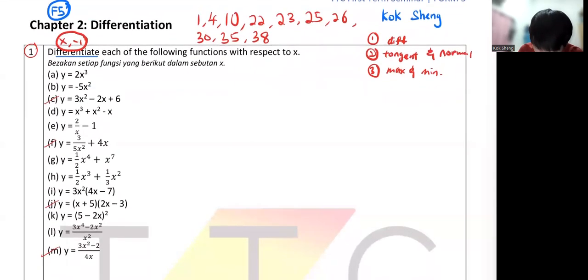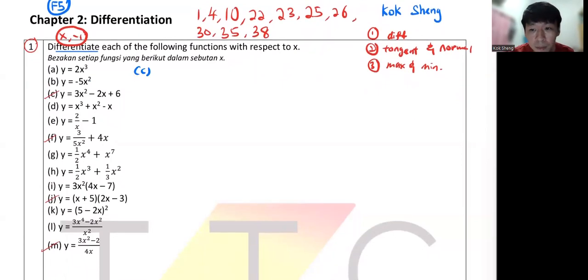Okay, let's start from C. If you're not sure, please let me know anything that you don't understand here. So for the first one, y equals 3x squared minus 2x plus 6. Some of you, of course, know what the answer is. I'll just do a big recap for you.